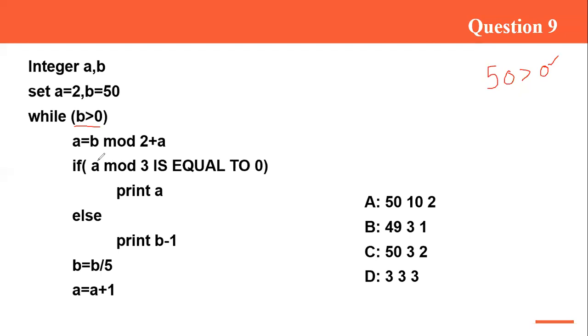But here they haven't given, so no need to worry about it. Now, A is equal to B mod 2. That means what? 50 mod 2. 50 divided by 2, do you get any remainder? No, right? 50 is divisible by 2. So that means it is 0.